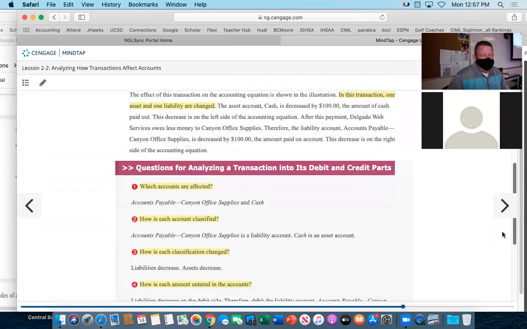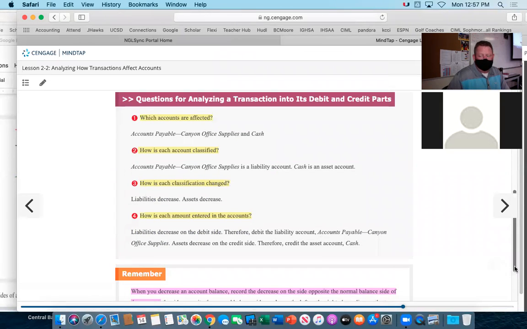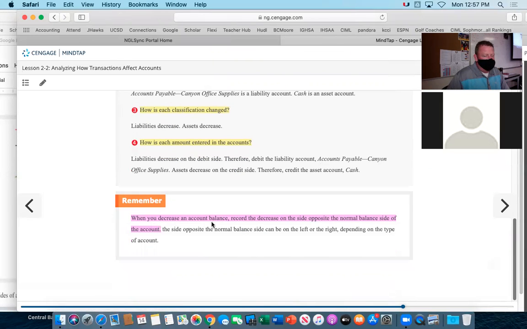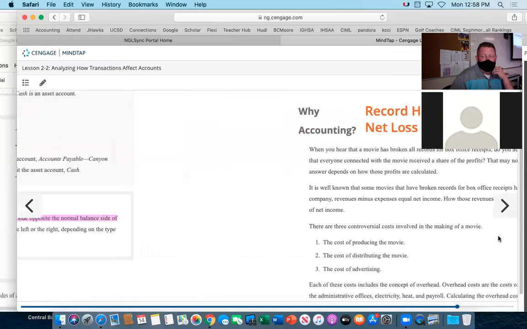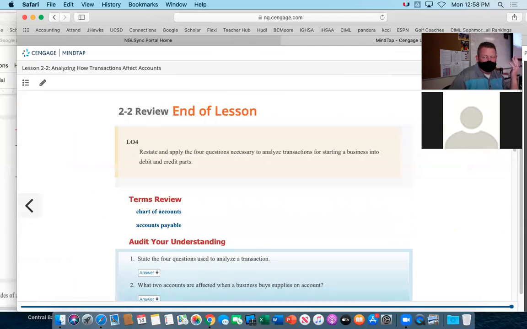Okay? And then again, they can talk to you here. Down here, remember, you decrease an account balance, record the decrease on the side opposite of the normal balance. They will ask you that on the test. You decrease it with the debit, or normal balance, whatever the case may be. If you increase it with one side, you have to decrease it on the other. But that should be lesson 2.